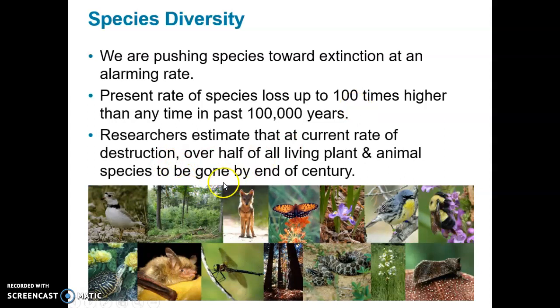So researchers are estimating that at the current rate of destruction, over half of all the living plant and animal species would likely be gone by the end of this century. So that's pretty sobering and pretty scary in a way. If we lose that many plant and animal species, the ecological impact on ecosystems and on the planet would most likely be very severe and could even threaten human existence into the future. So conservation is not just a good idea, it's essential for our survival and the survival of so many other organisms on the planet.